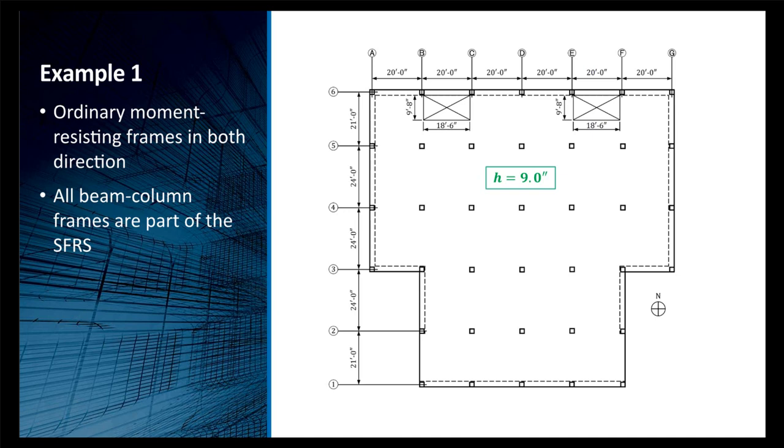Since it is seismic design category B, we are permitted to use ordinary moment resisting frames, and those are indicated around the perimeter. You'll notice they don't continue down into this location, down to the base of the building. 9-inch slab, and all those beams and columns are part of the seismic force resisting system.